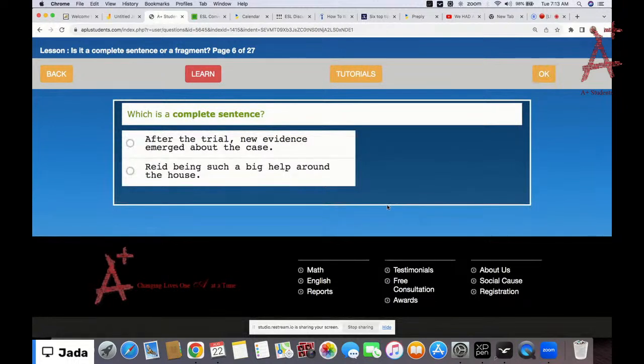All right, so after the trial, now you need to find a complete sentence in this one. "After the trial, new evidence emerged about the case." "Reed being a big help around the house." So the first one is correct. Because if you say the other one, it's missing a verb, a helping verb.